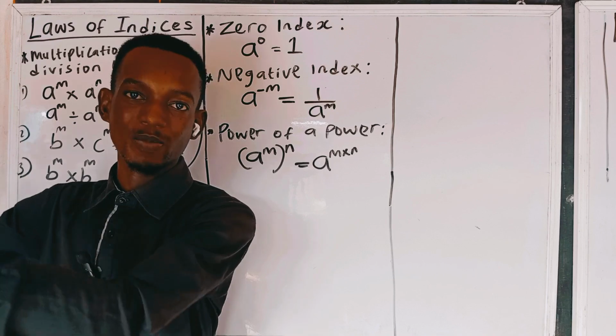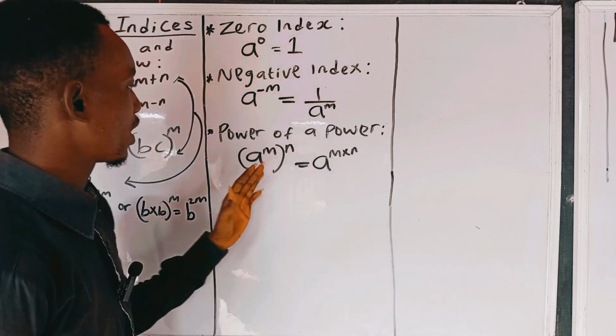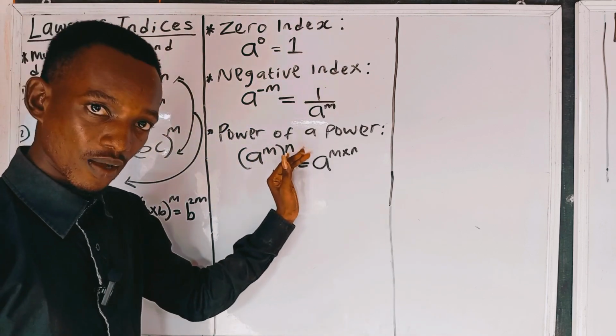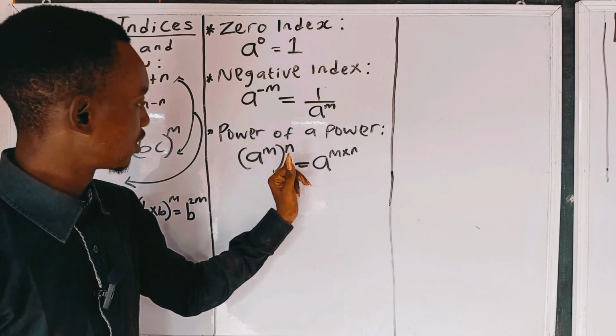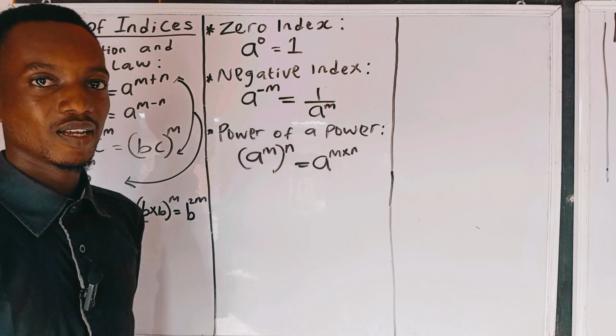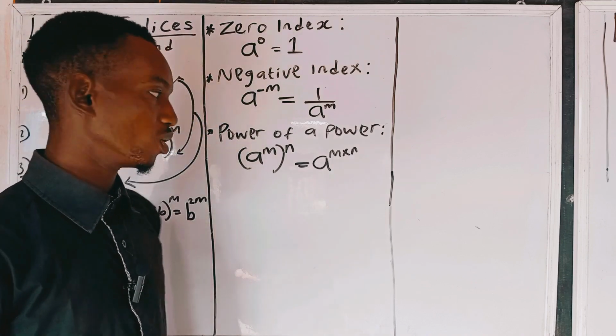It can go on repeatedly like that. Okay, so whenever you have a power and another power beside it, what we're going to do is multiply the powers. We're going to multiply the powers.